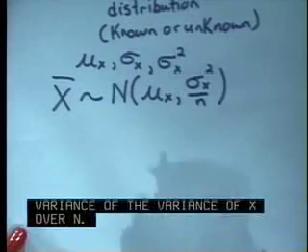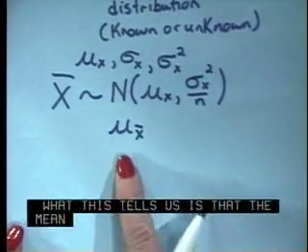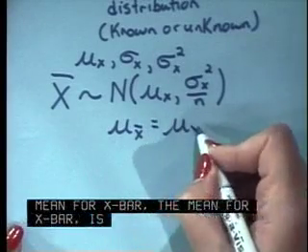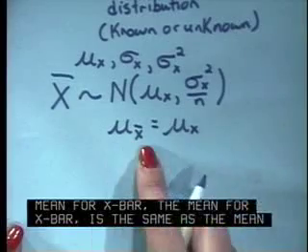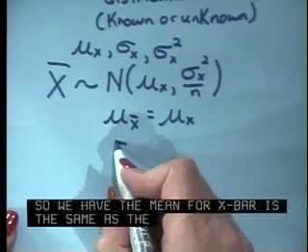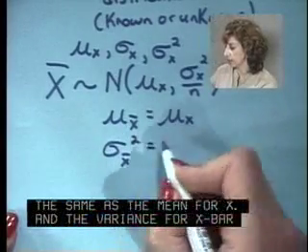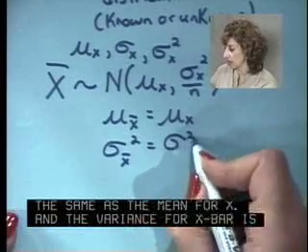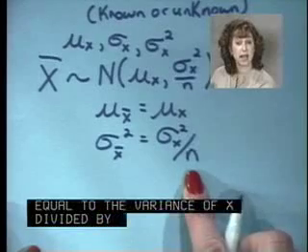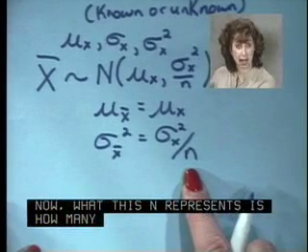What this tells us is that the mean for x bar is the same as the mean for x. So we have the mean for x bar is the same as the mean for x, and the variance for x bar is equal to the variance of x divided by n. Now what this n represents is how many are being averaged together at a time.